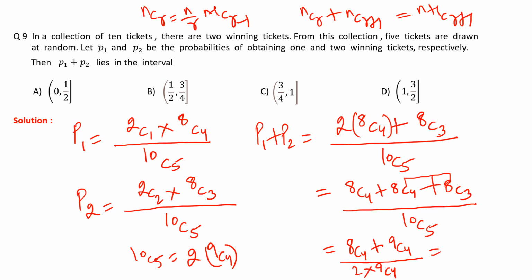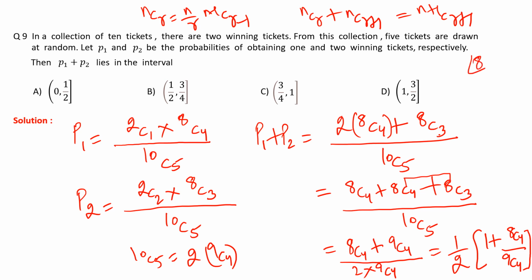Fine. Now 1 by 2 I am taking out common. In the bracket I will be getting 8c4 upon 9c4 plus 1. Now students, this 8c4 upon 9c4 will have to be solved by using the formula nCr equal to factorial n upon factorial r into factorial n minus r. But here the calculations are going to be quite easy.